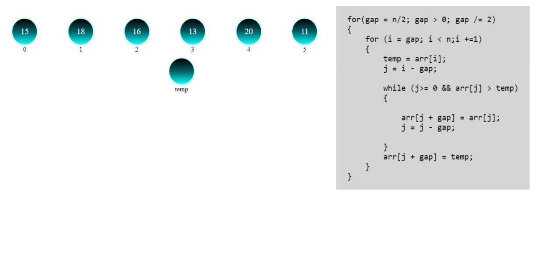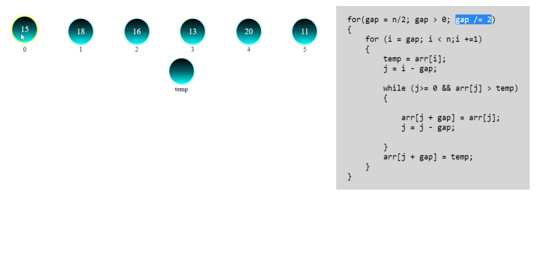Then the gap is reduced until it reaches 1. Initially the gap is n by 2, and then the gap keeps on reducing in each pass: gap equals gap by 2. So initially 3, then the gap becomes equal to 1. We keep reducing the gap, and then we use insertion sort for sorting.